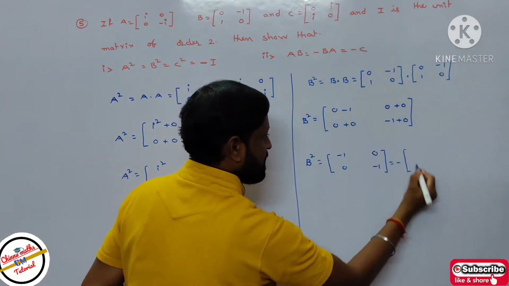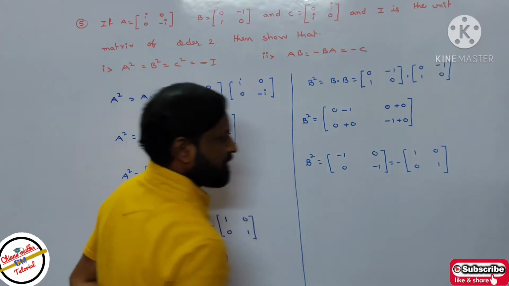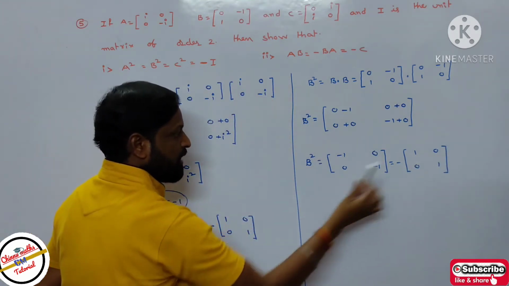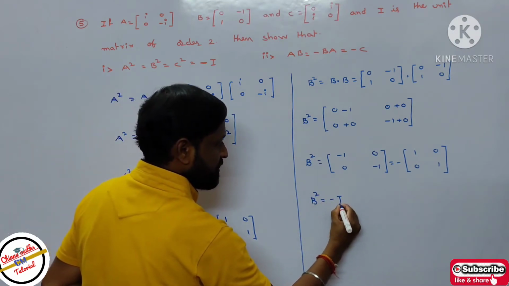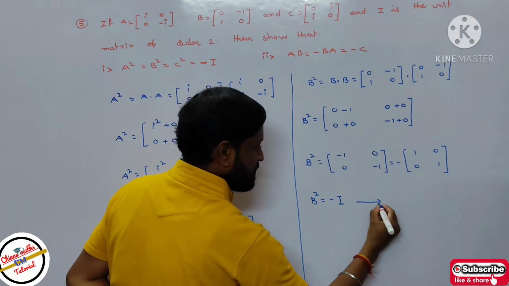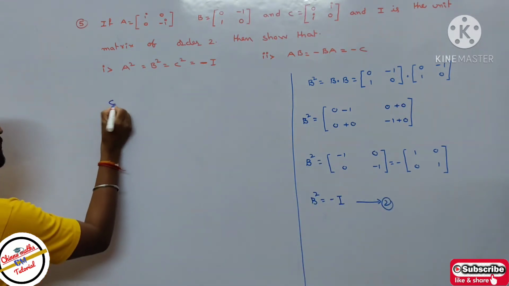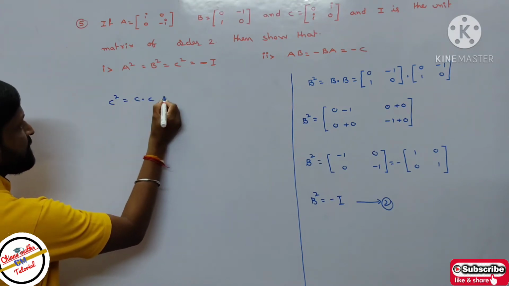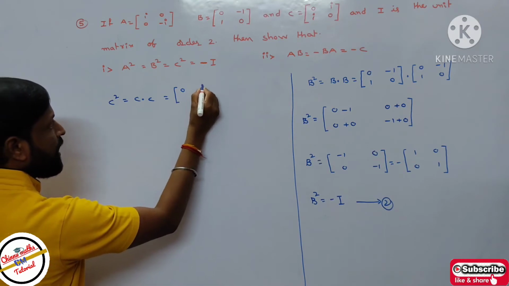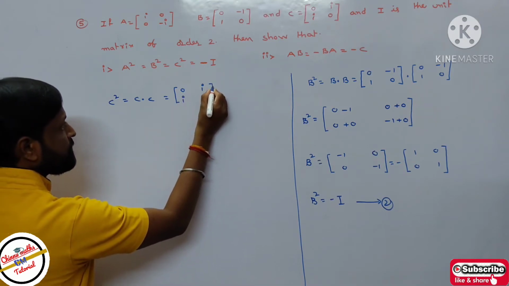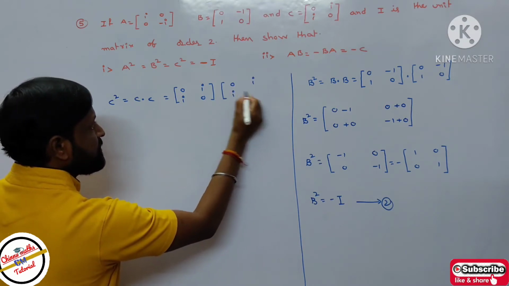Minus is the common factor, 1 0 0 1 according to the definition of scalar multiplication. It is a 2 by 2 identity matrix. So then B square equal to minus of I, it is denoted by I. So this is equation 2. Similarly, write C square equal to C into C. Then what is the matrix of C equal to? 0 i, i 0, into 0 i, i 0.